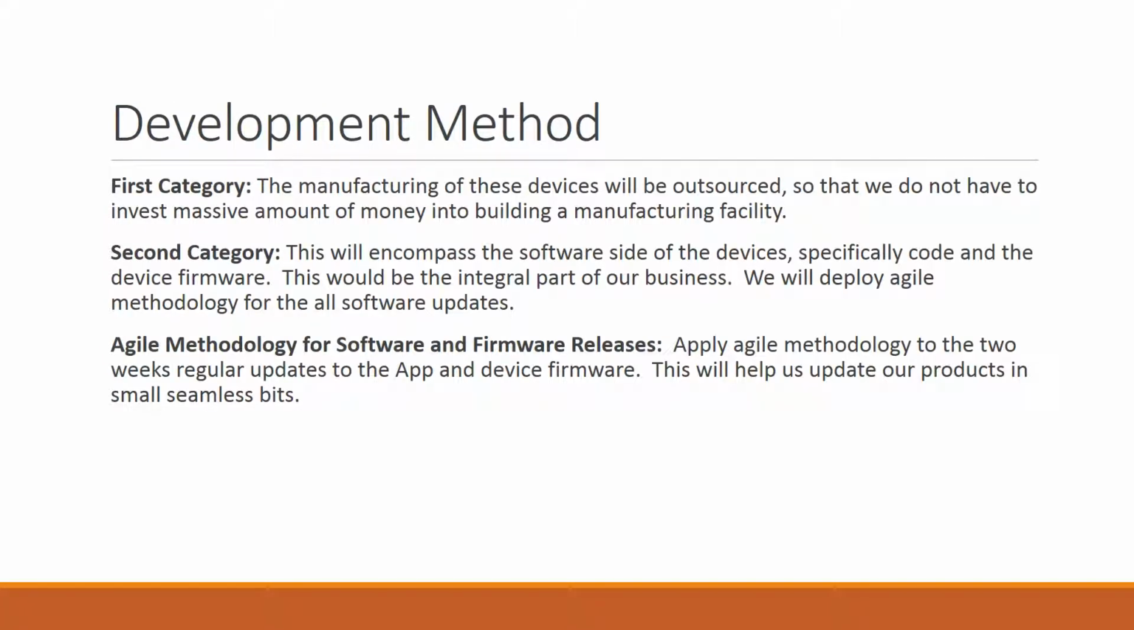So this slide talks about the development method. There's going to be basically two categories. The first one is for the actual devices, the physical devices. For that, I recommend that we outsource the prototype to facilities elsewhere, just because we don't have enough funding to be able to afford the manufacturing facilities.